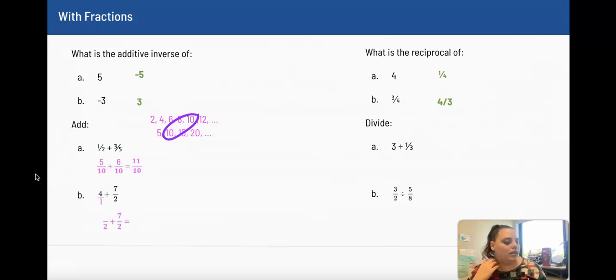For part B, we're going to rewrite that 4 over 1 as a fraction. Then the least common multiple is 2, so 7/2 will stay the same, but 4 over 1 will change to 8 over 2. Add them together and we get 15/2.